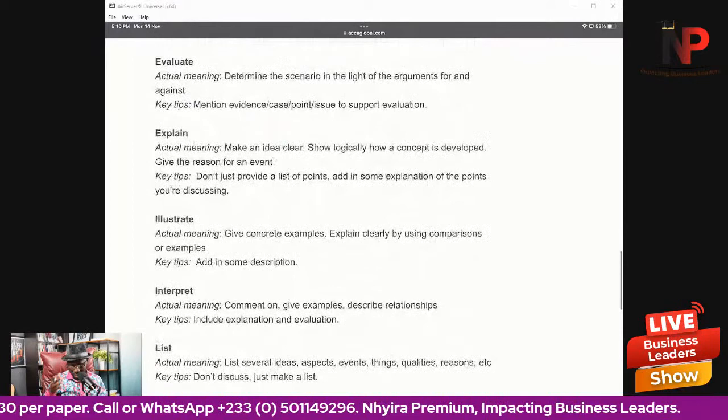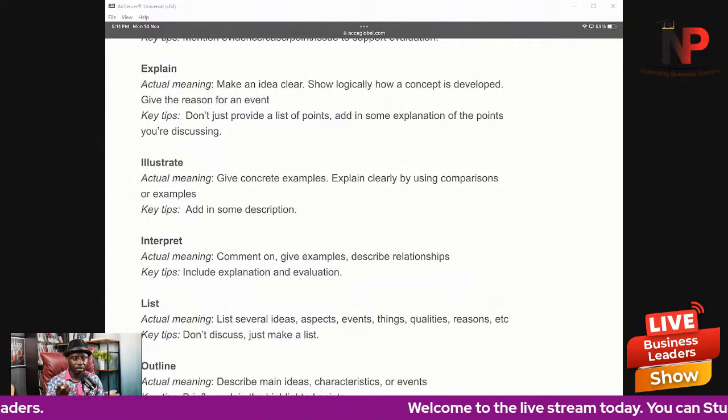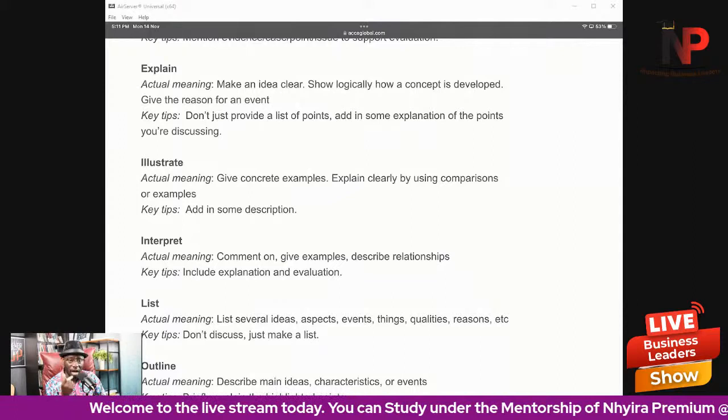Explain. All right? Next one, illustrate. Illustrate means you give concrete evidence. Explain clearly by using comparison or examples. So you add some description.